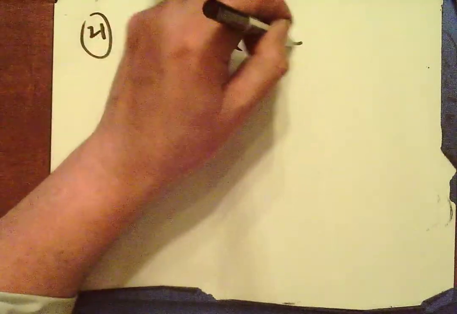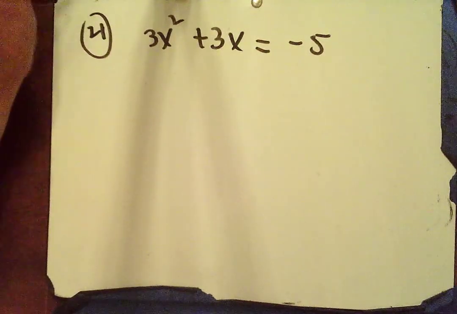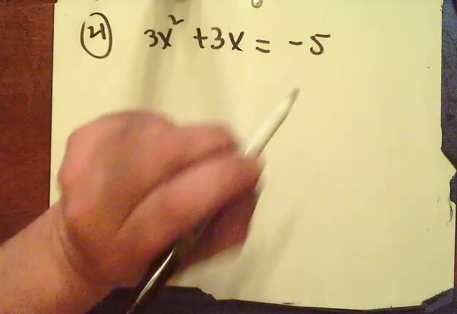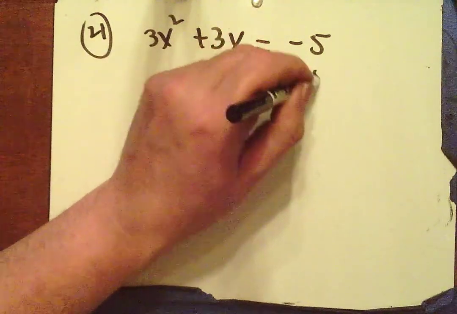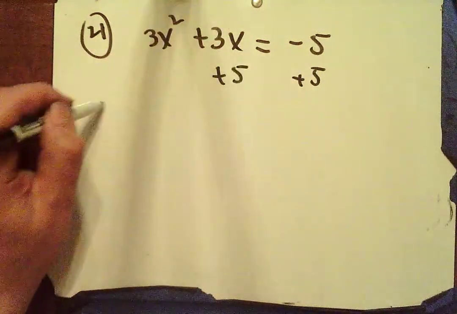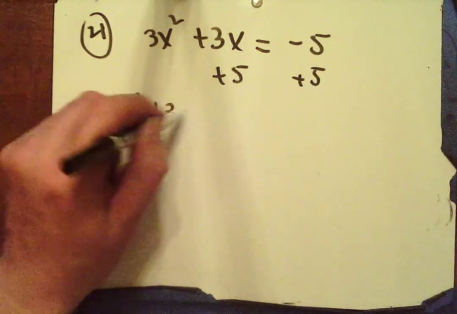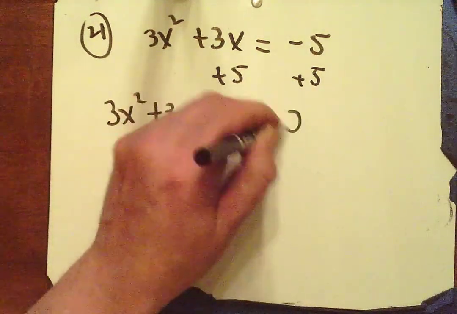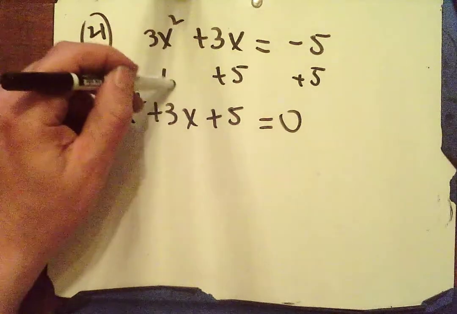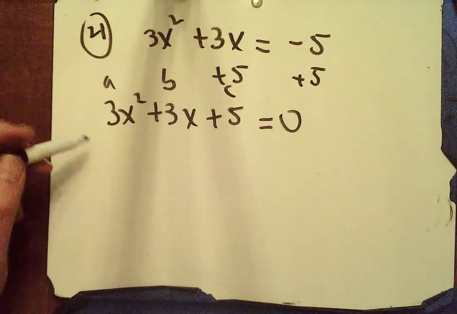Okay, what do we have left? 21, solve using the quadratic formula. We've got 3x squared plus 3x equals negative 5. So remember, I can't use the quadratic formula unless this is set equal to 0. So 3x squared plus 3x plus 5 equals 0. Now I can use the quadratic formula.